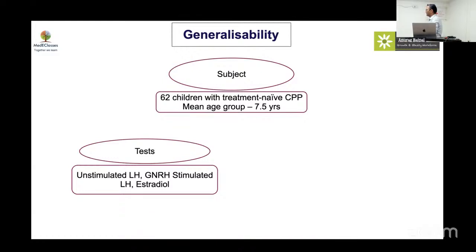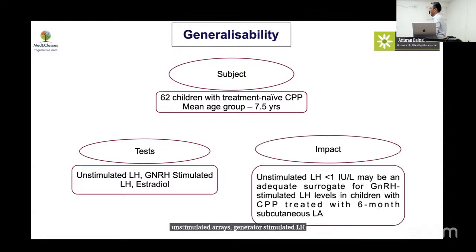The tests performed were unstimulated LH, GnRH-stimulated LH, and estradiol. Impact: we can use this unstimulated LH in lieu of stimulated LH along with clinical parameters. So why do you think they did the study? They wanted to use unstimulated, that is random LH, in lieu of stimulated LH.